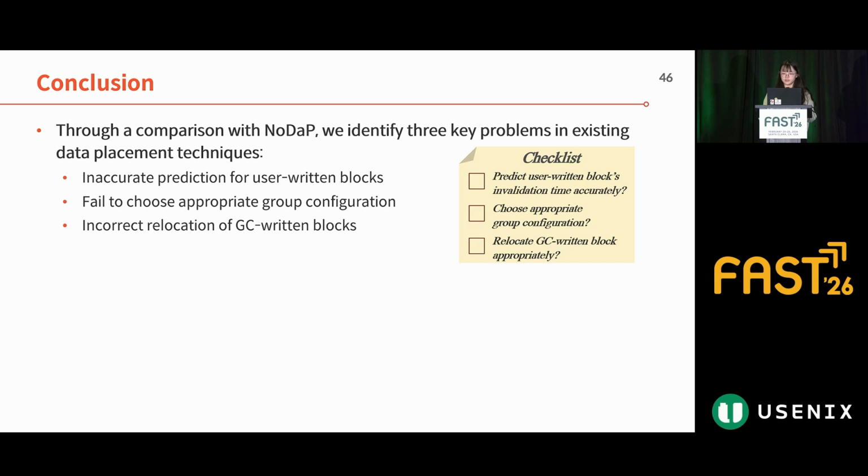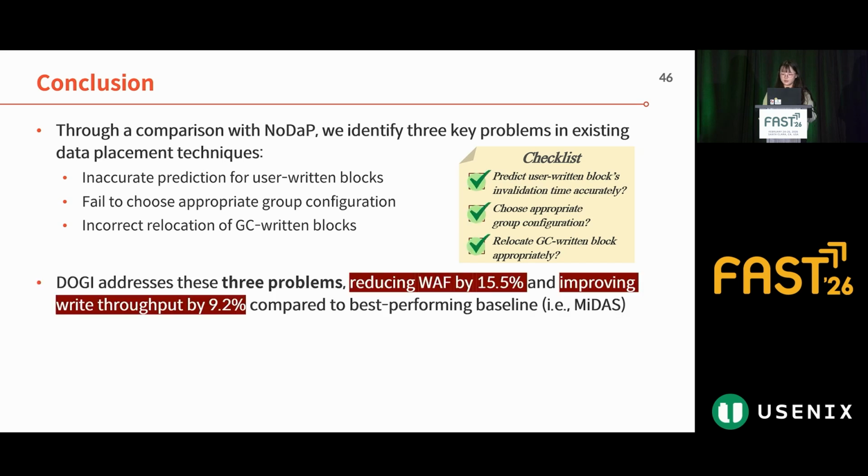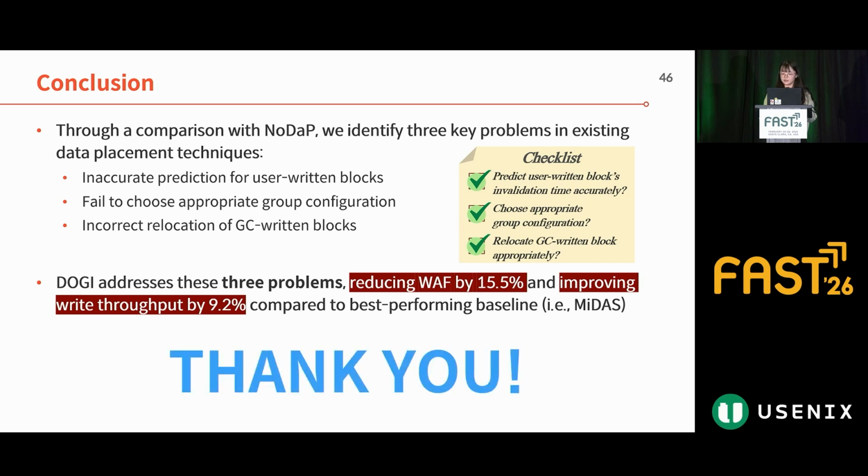Here is our conclusion. We identified 3 key problems in existing data placement techniques through a comparison with our near-optimal baseline NoDaP. Existing techniques often predict invalidation time inaccurately and fail to choose a group configuration that minimizes WAF. DOGI mitigates all these 3 problems, and our experiments showed that DOGI achieved lower WAF and higher throughput than prior techniques with low overhead. That concludes my presentation.